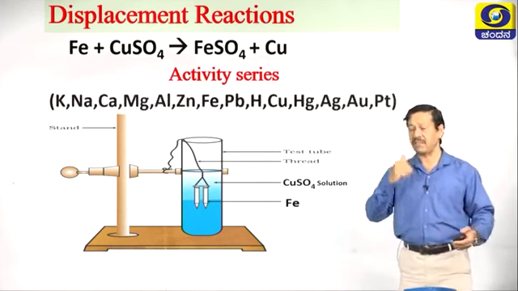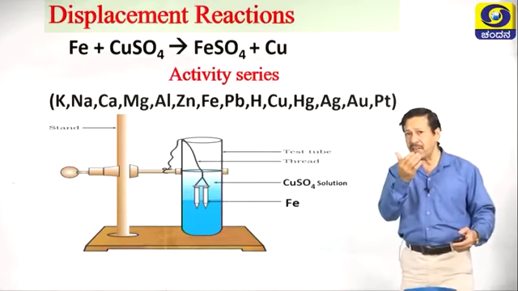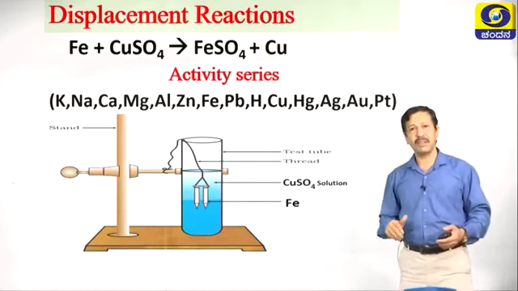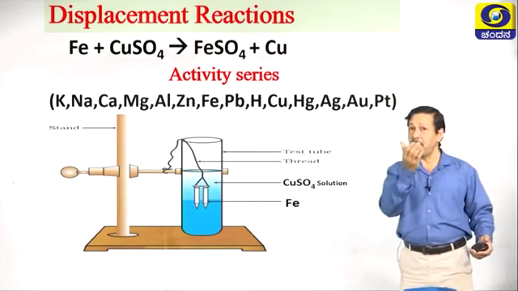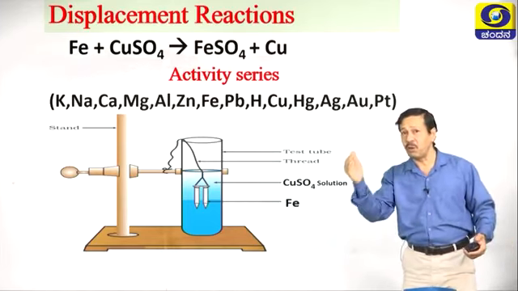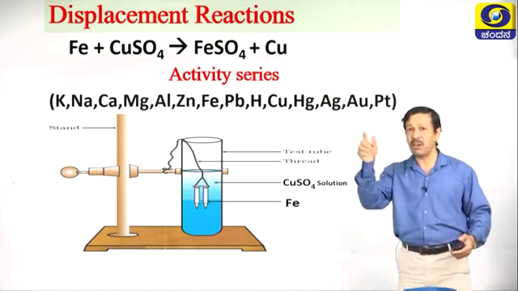This is the reactivity series. See here, potassium is the most reactive and platinum is the least one. Where is our Fe? That is more reactive, upper in the order, and Cu is lower in the order. Obviously, Fe displaces the Cu, not vice versa.